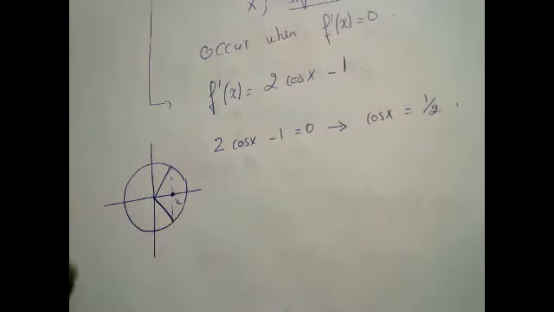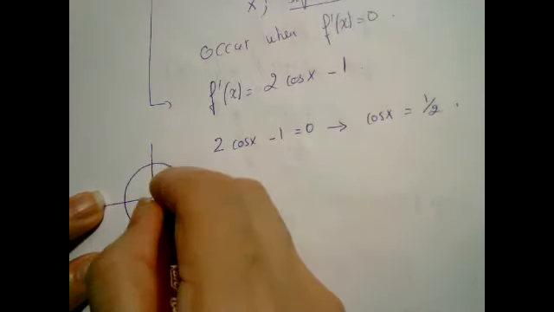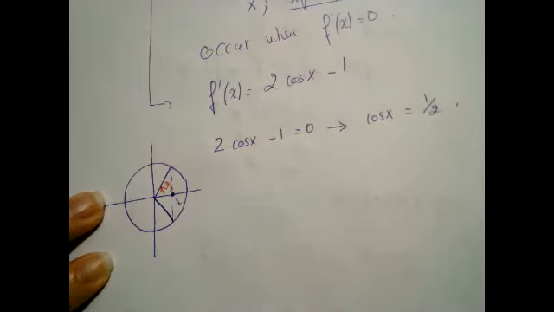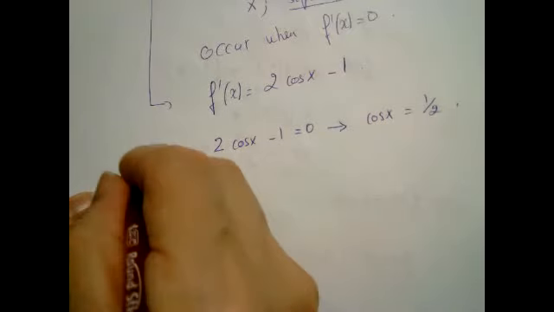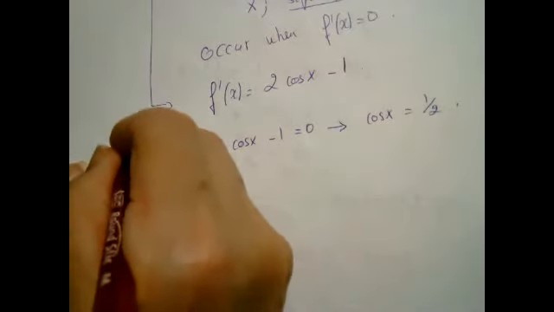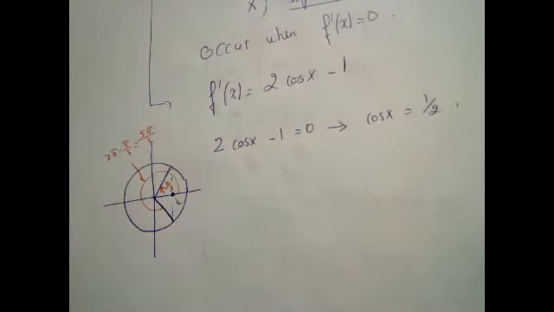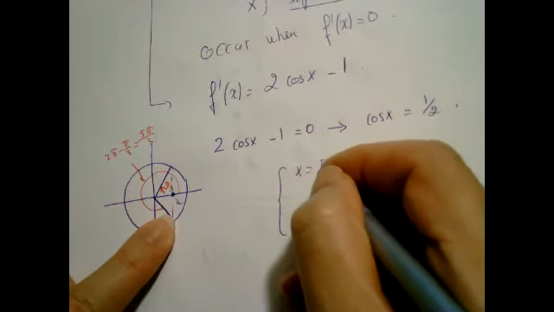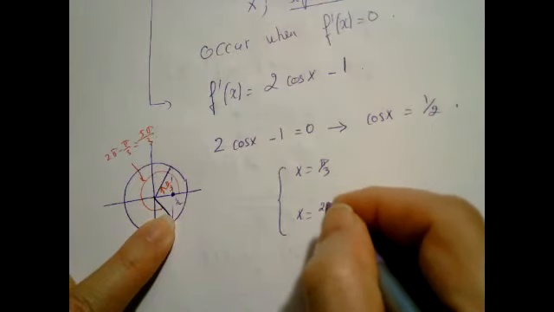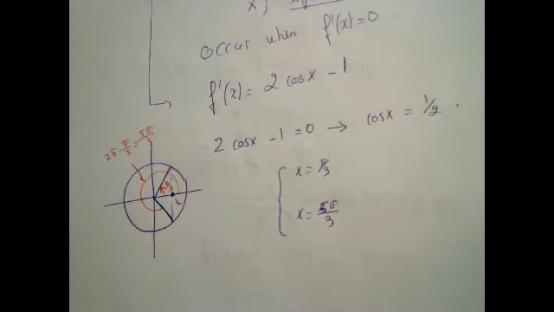Okay, and then we try to remember what are the values. The angle whose cosine is a half, that's pi over 3. And there is another one here, which is 2 pi minus pi over 3, which is 5 pi over 3. Okay, so those are the ones we pick. So we have x equal pi over 3 and x equal 5 pi over 3.